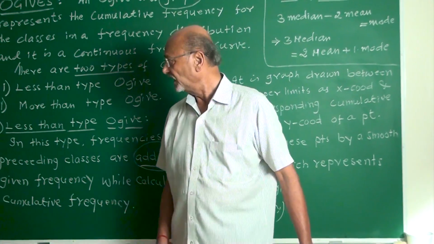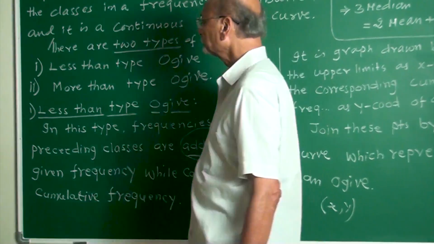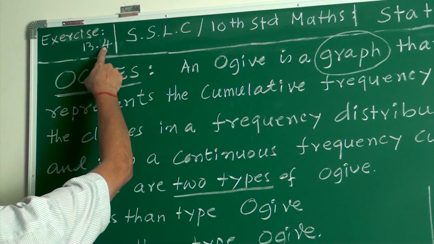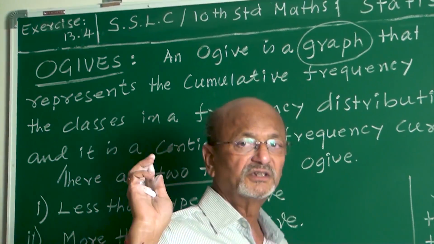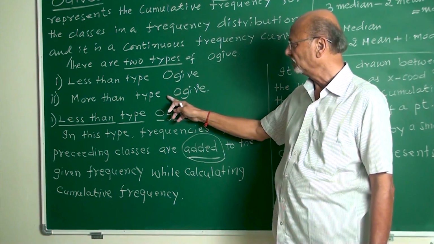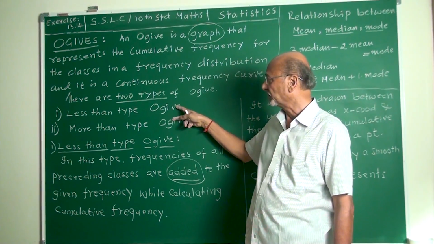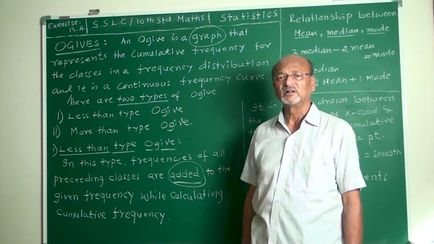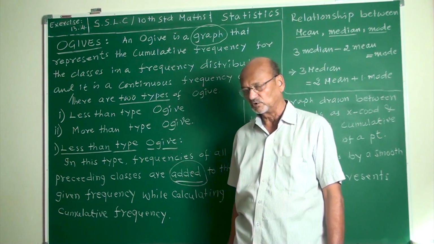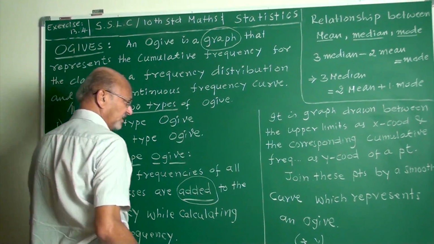Then I will do one or two examples on less than type Ogive by taking exercise 13.4. There are 3 examples. I will do all the 3 examples: 2 examples based on less than type and 1 example based on more than type. They will ask 1 example under a 3-mark question, 1 graph under a 3-mark question. Important, my friends. Now I do the examples from exercise 13.4.